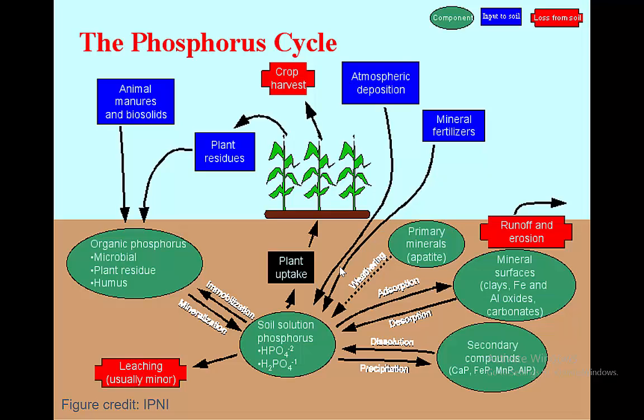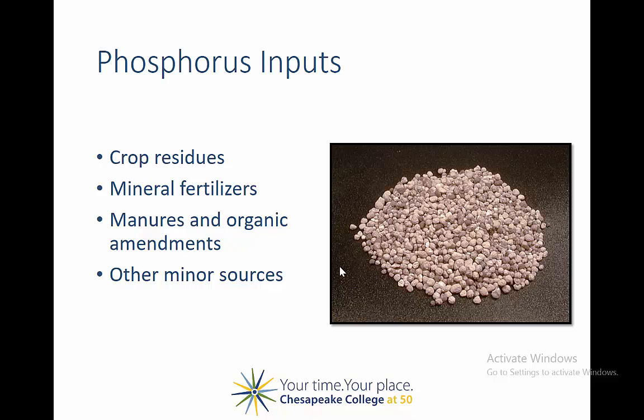So we have a couple different boxes here that are the inputs to the soil. Mineral fertilizers, those inorganic fertilizers, and then we've got our plant residues and animal manures, and those are the organic forms of that phosphorus. This is basically the same thing, just an example of fertilizer versus those organic sources. There are some other minor sources, but those are the major ones as far as inputs: the crop residues, inorganic fertilizers, organic manures and organic amendments.